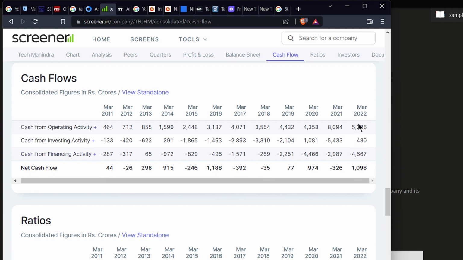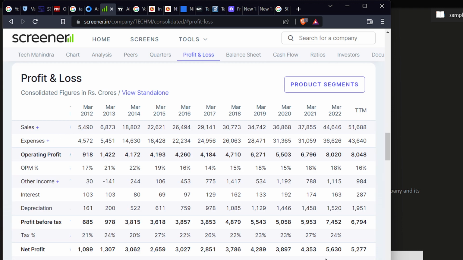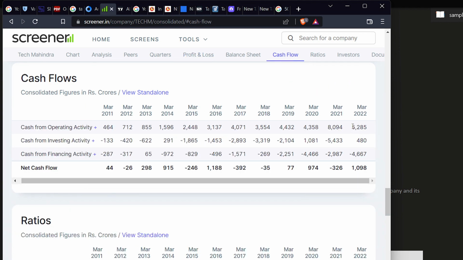Okay, so when you add all these things, you will get the net cash flow. In this cash flow you need to observe only one thing: whether it is matching with the profit and loss statement or not. Whatever net profit they are showing there, you need to observe whether it is there in the cash flow or not.